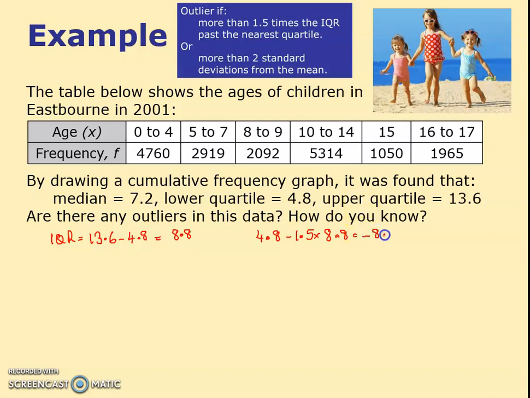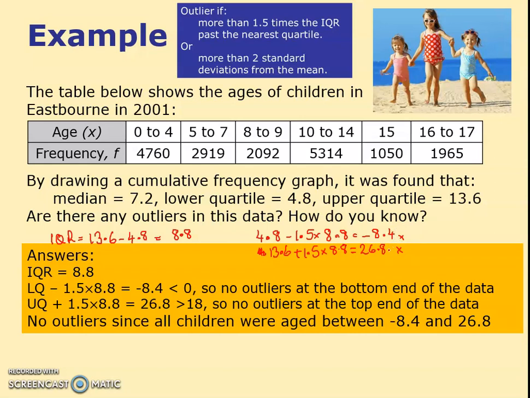Do we have any people aged less than minus 8.4 years old? No, I don't think we do. But then we go to the upper quartile, which is 13.6, and we add on 1.5 times 8.8. So 13.6 was the upper quartile plus 1.5 times 8.8, and again you write your answer down. And I get 26.8 here. Do we have any people older than 26.8? No, I don't think we do. So I think at both the top end and the bottom end, we have no outliers.